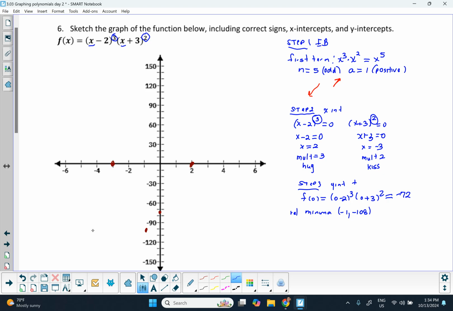I'll graph it in blue. So it's always graph from left to right. So it starts low, bounces at -3, passes through and turns at -1, -108, and then it's approaching 2, and it hugs the x-axis and then rises again. Make sure you have arrows on both ends, and also label that minimum point. So -1, -108. And that's how you graph that function.